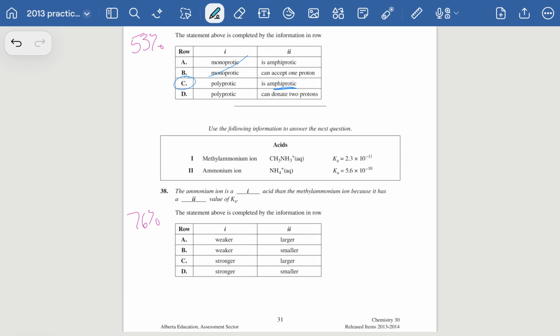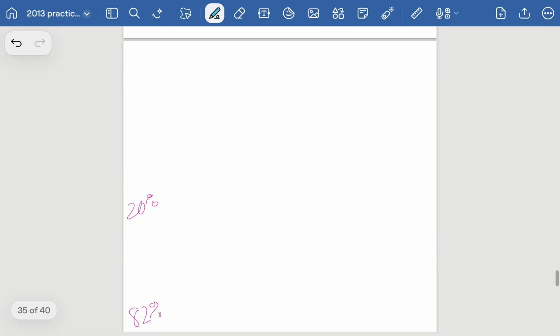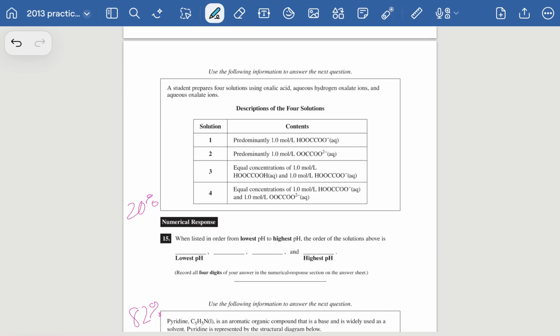This next one, always look at how this would be ordered in your data booklet. If this was in your data booklet, these two reactions would be flipped. Unless you can just tell, but I like the order of the data booklet. The ammonium ion is stronger, not weaker, because it would be higher up on the table than the base. And we know that because it has a larger Ka value. So if it's not in order, you might want to write it in order first.